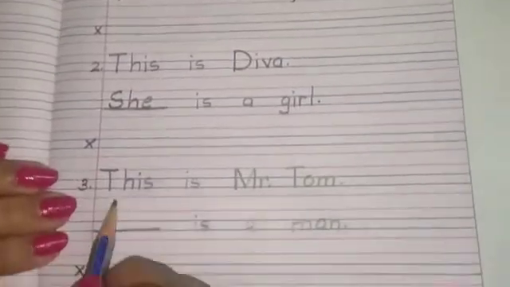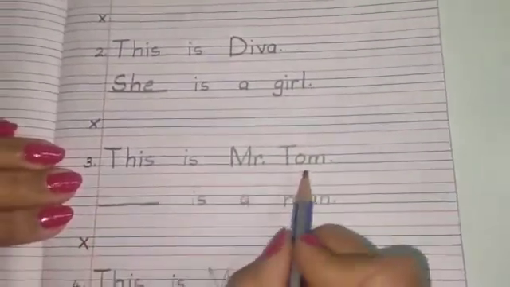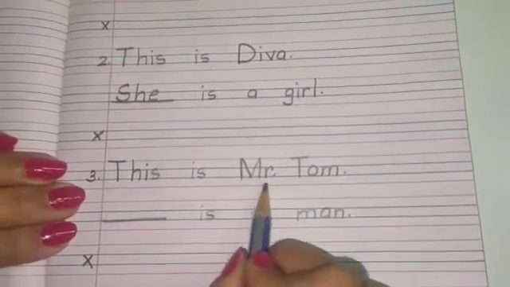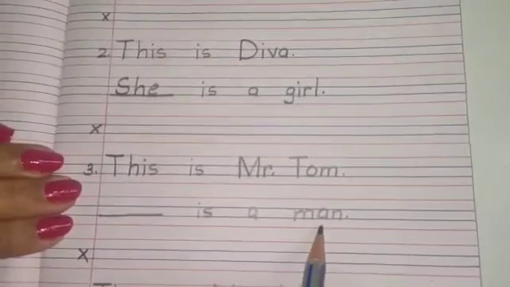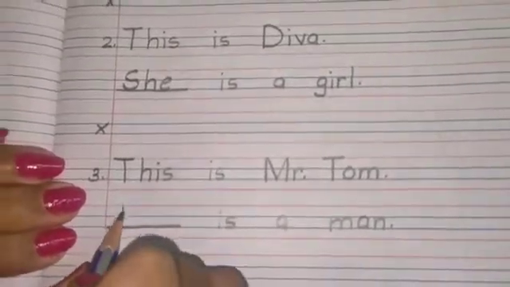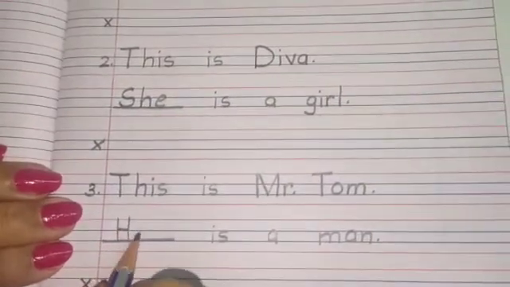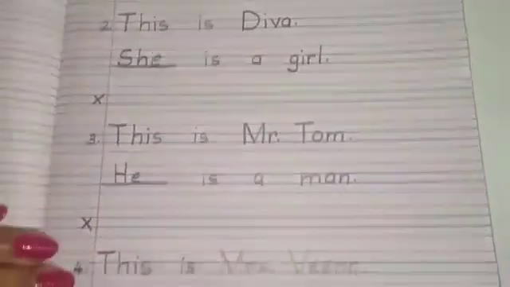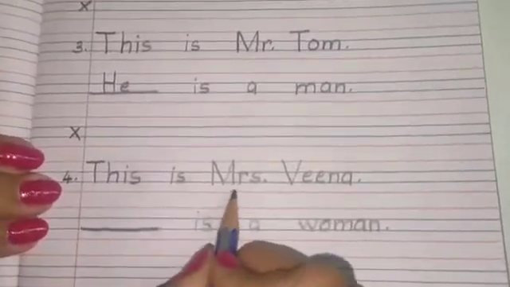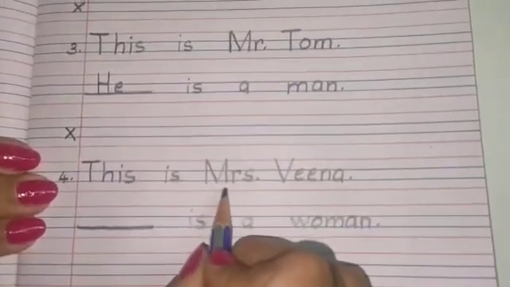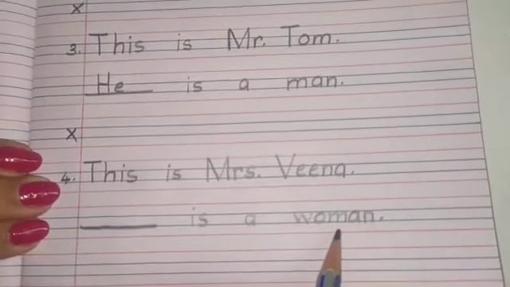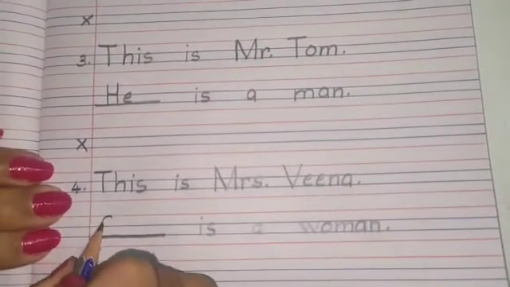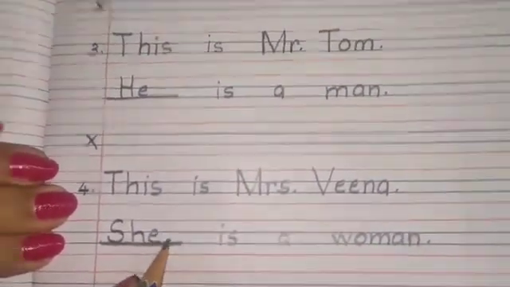Next is, this is Mr. Tom. Remember children, I told you Mr. we use for male gender. Dash is a man. For man we write he. So capital H, E, he. Then this is Mrs. Veena. Mrs. we use for female gender. Dash is a woman. So for woman we write she. So it will be capital S, H, E, she.